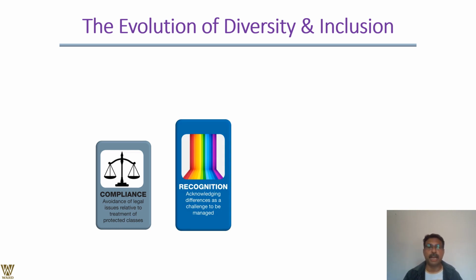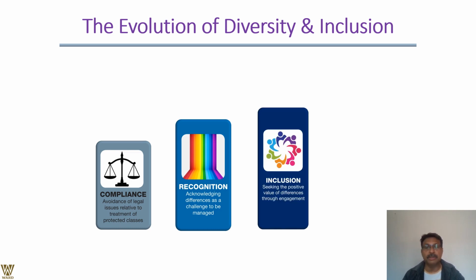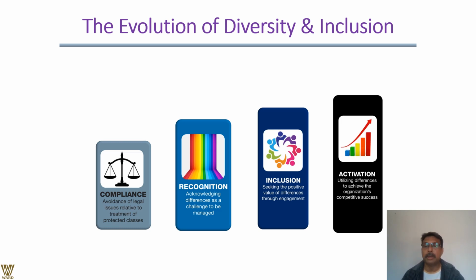We are talking about recognition, acknowledging the differences as a challenge to be managed on an as-needed basis. Then comes inclusion, seeking the positive values of differences through engagement. This is important. So what are the positive values of differences through engagement? Then activation, using differences to achieve organizational competitive success perhaps. So what is it? Compliance, recognition, inclusiveness, and activation. Being active around it, ensuring that the organization is performing at the prime of its performance level.